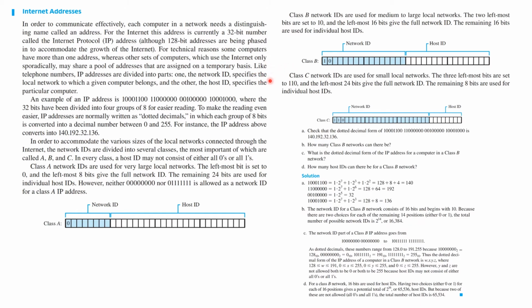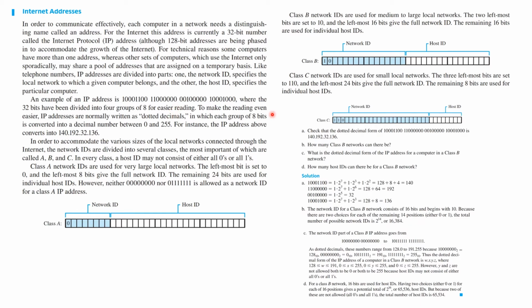Like phone numbers, IP addresses are divided into parts. One, the network ID, specifies the local network to which a computer belongs, and the other, the host ID, specifies the particular computer. An example of an IP address is this, and it is in binary, where the 32 bits have been arranged in groups of 8, and we got 4 groups of 8.